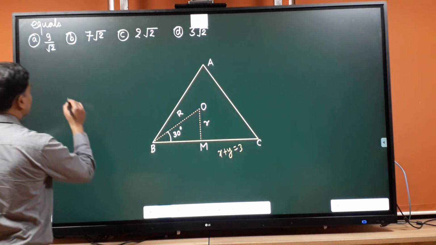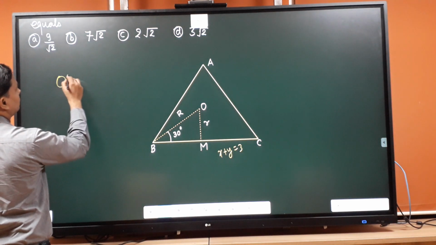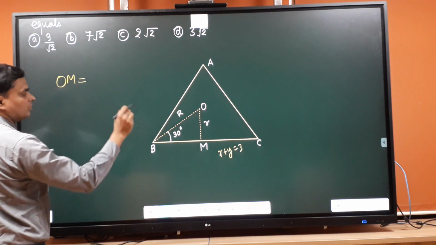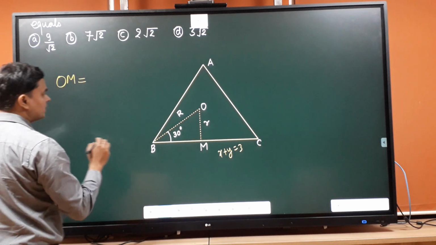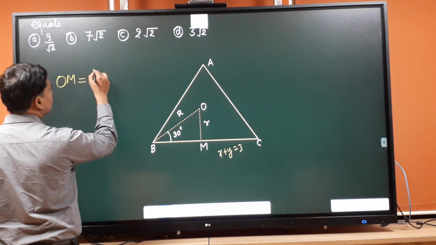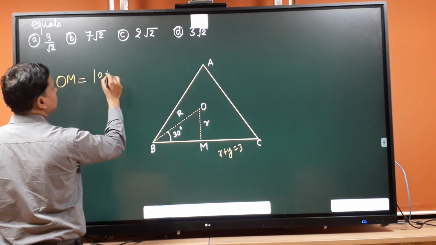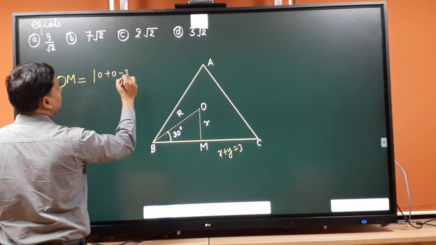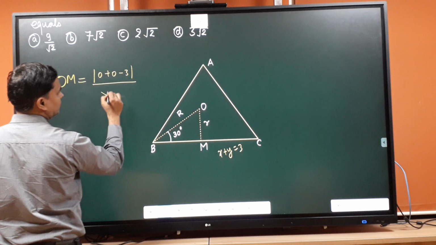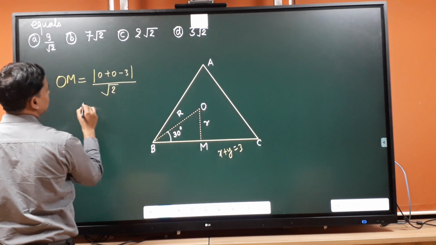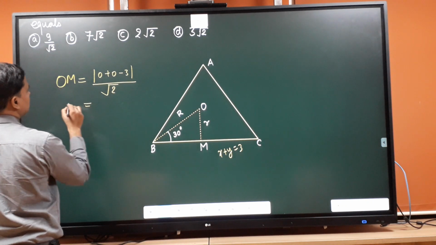So what will be OM? OM is nothing but the perpendicular distance of O from the line. So can you calculate it? Yes, we can calculate it. This will be 0 plus 0 minus 3 upon root 2. So OM is nothing but the inradius.